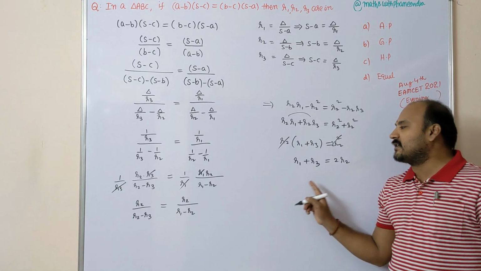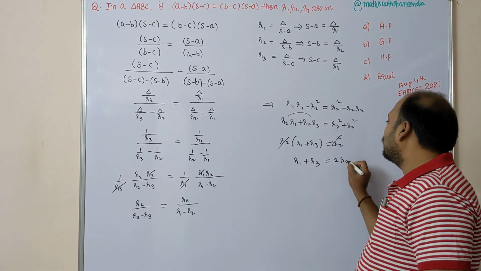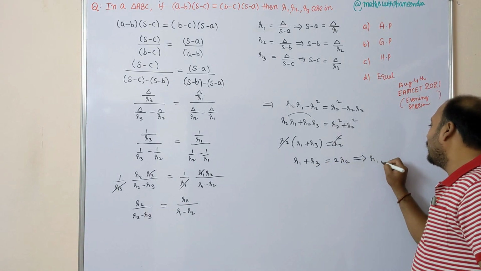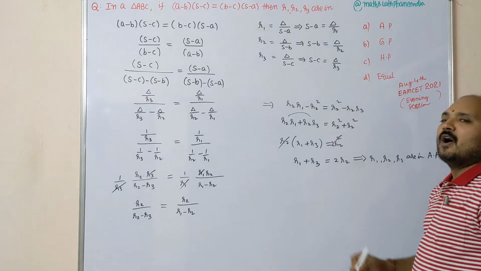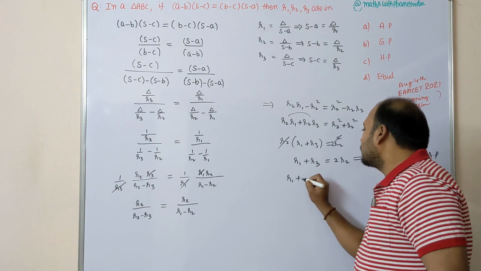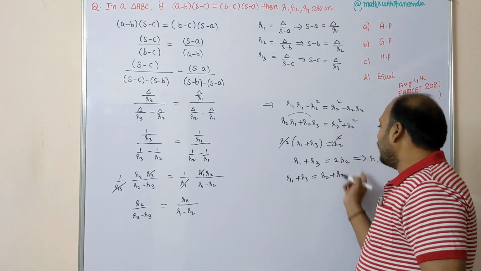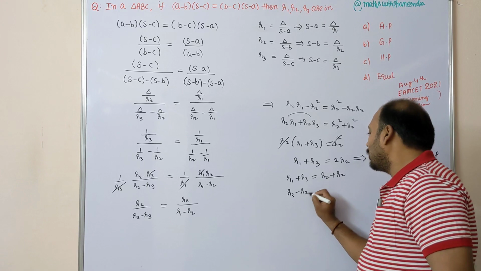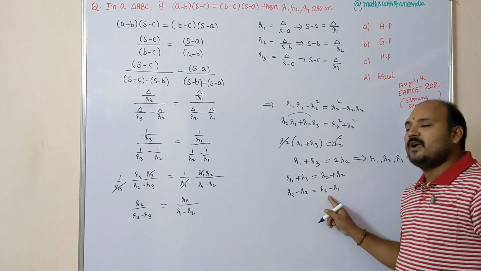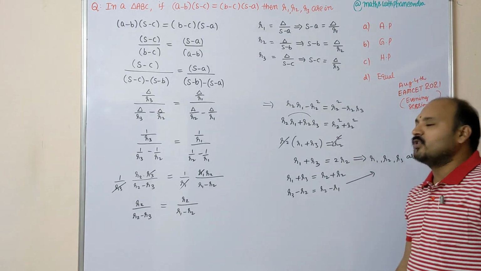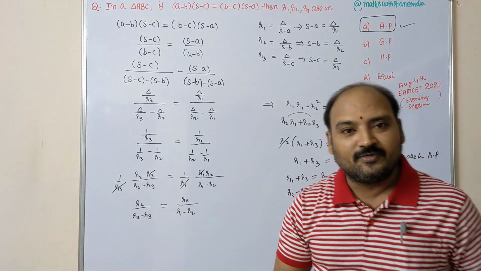It is in the form of a plus c equal to 2b, so a, b, c are in arithmetic progression. So r1 plus r3 equals 2 r2, which implies r1, r2, r3 are in AP. Otherwise, we can also write r1 plus r3 is equal to r2 plus r2, so r3 minus r2 is equal to r2 minus r1. The common differences are equal, so they are in AP. Both ways are correct. So the first option is the right option, students. We'll move on to the next question now.